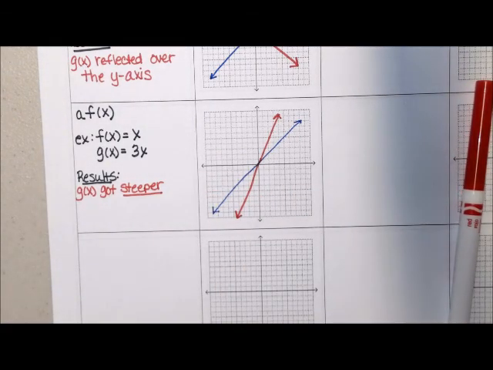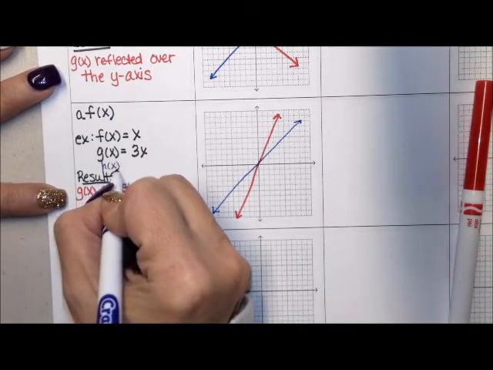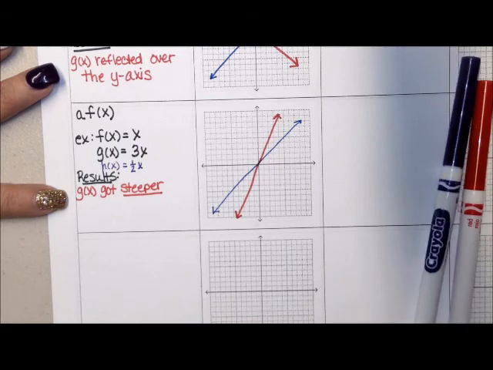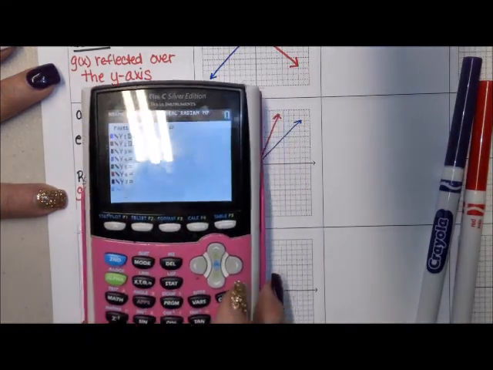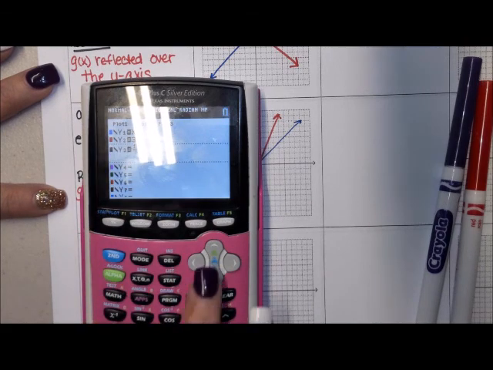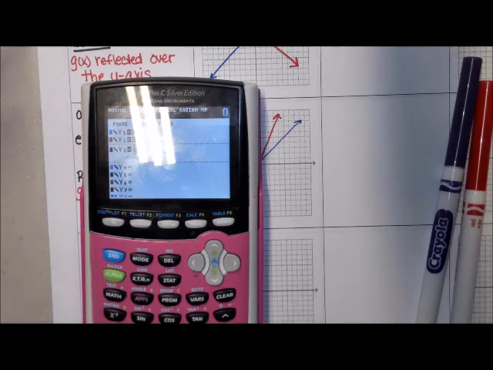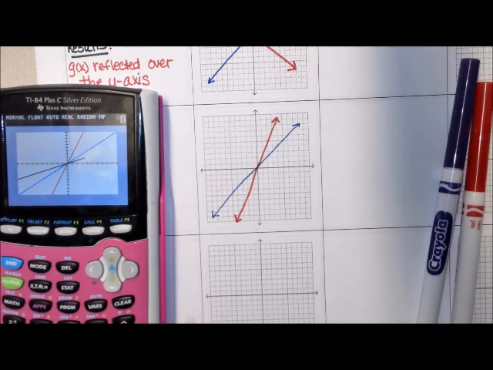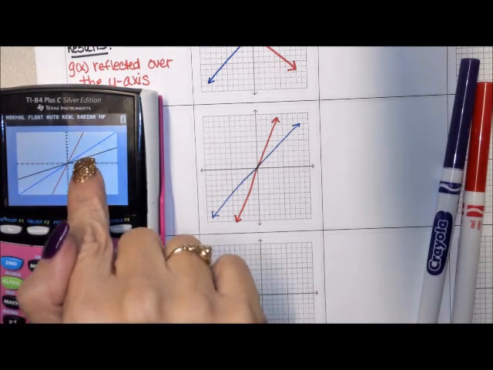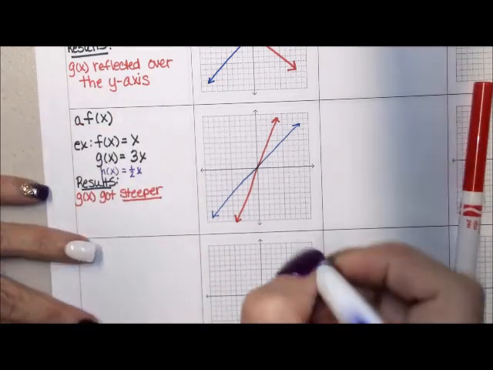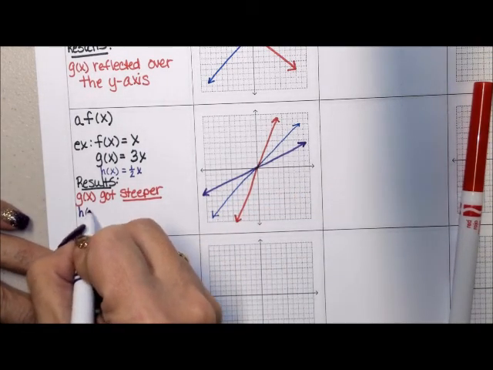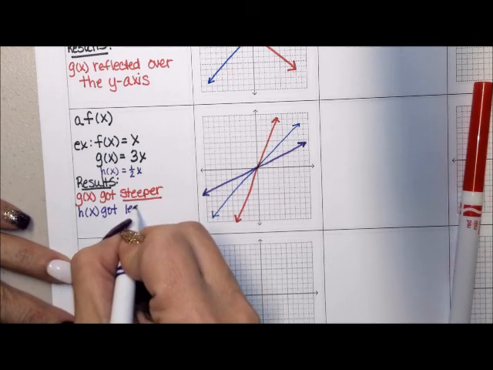I don't know if purple will show up, but I'm going to throw h of x out here. What if I had 1/2 x? Let's just see what happens. Y equals, I'm going to come down here, alpha y equals, and I'm going to do 1/2 x. What do you think? Oh, you can't see it. Obviously something's going to happen or it wouldn't have done it, right? Oh, what do you notice? Yeah, now h of x is less steep. So let's graph it here, and I'm going to use purple still. H of x got less steep.